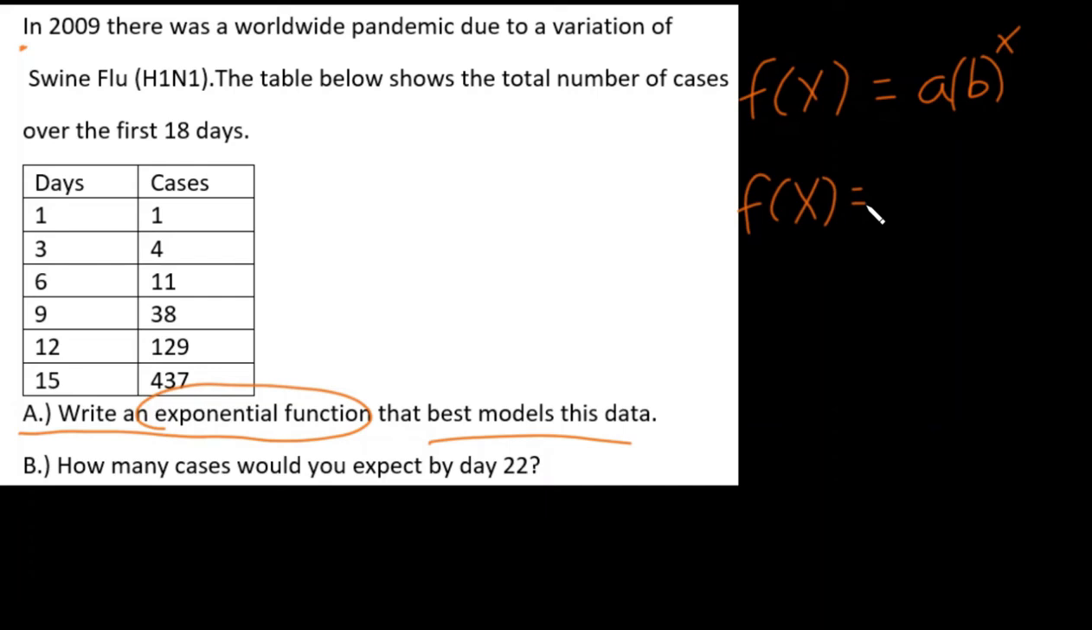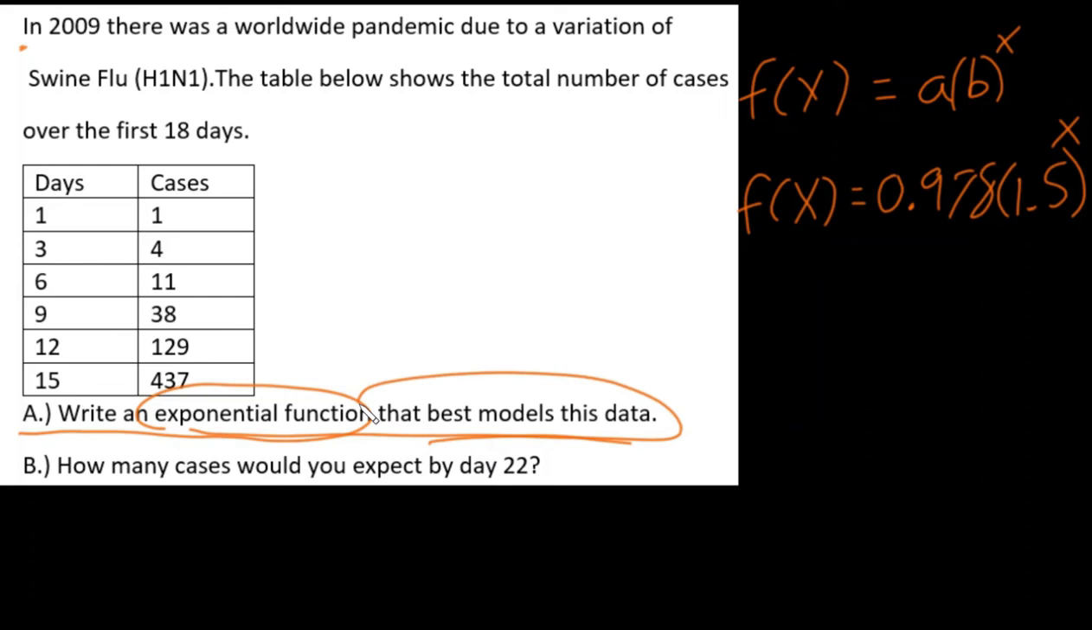So it looks like our a value is 0.978. Okay, and it seems like our b value is 1.502. In fact, for time's sake, or space sake, I'm just going to write it like this. And so we have that. f of x equals 0.978, parentheses 1.5, raised to the power of x. So this is the best function that models this exponential data. Now remember, this is only for the early stages of an outbreak. This won't hold true forever, but it will hold true initially.